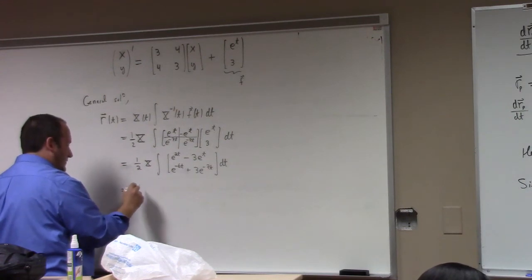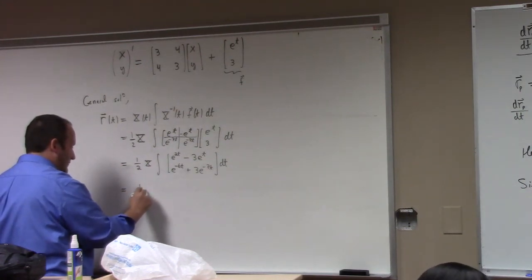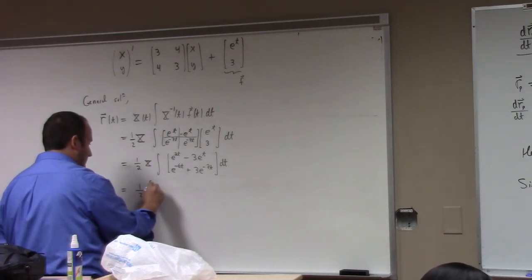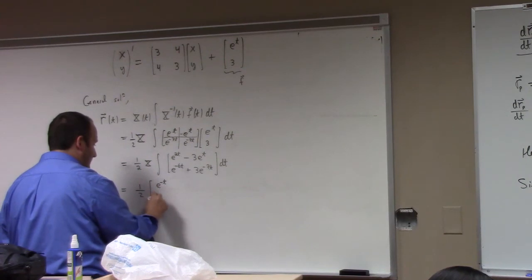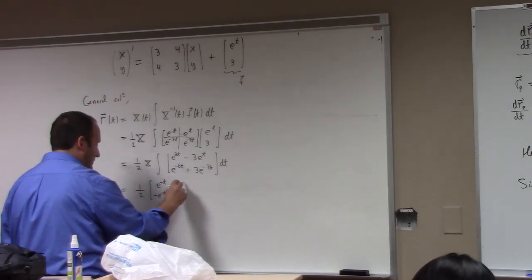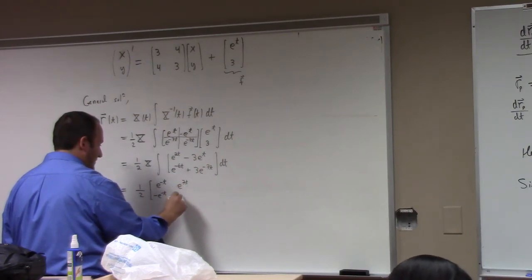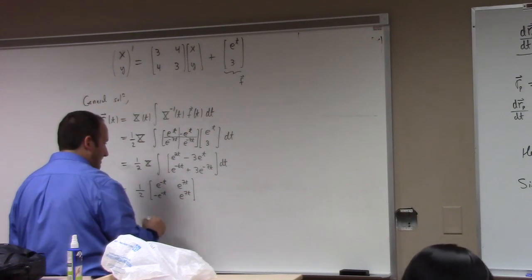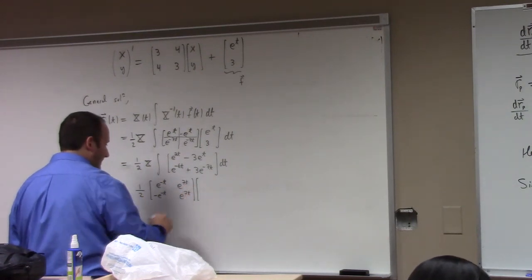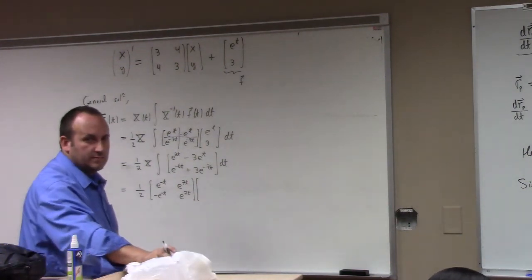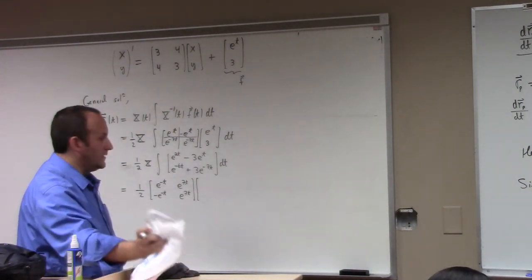I think at this point, it's worth writing out the x. X was, what was it? E to the minus t, minus e to the minus t, and e to the 7t, e to the 7t. Was that my x? Did I get the signs right? Okay.